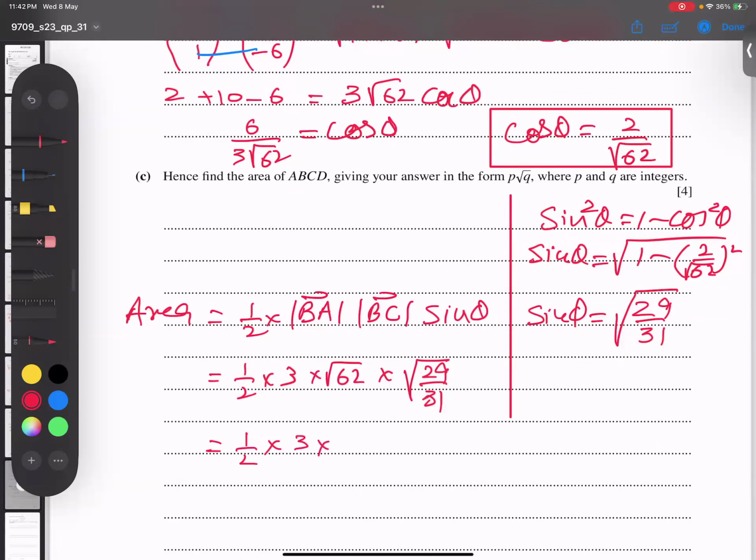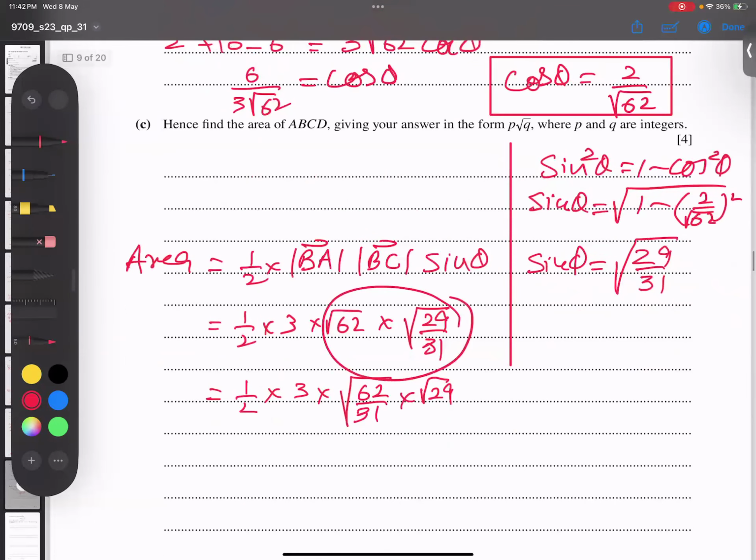Can I write this as root 62 and root 62? I can write this together, 62 root by 31 root and 29 root separately, or do one root for all of them together, which is the better approach. Because according to the rule of algebra, if the powers are the same, we can bring them together.